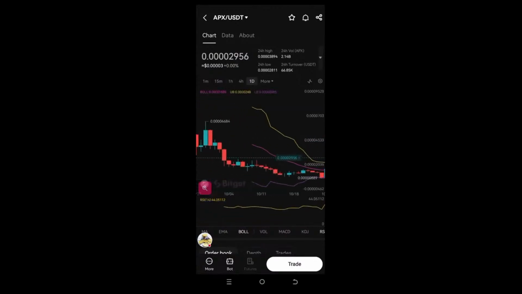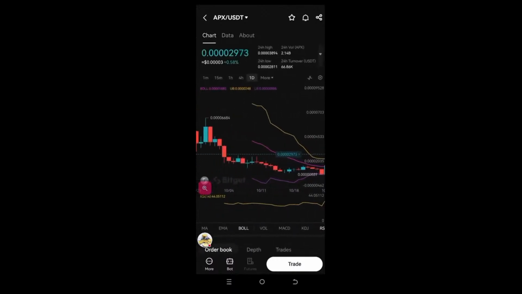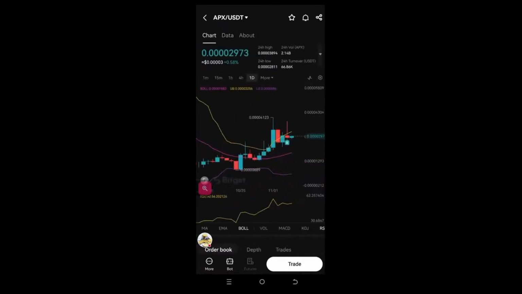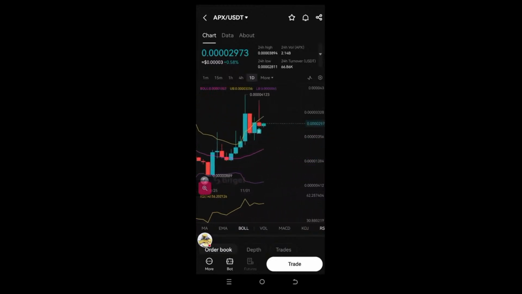Is it a new coin? No, it's not actually a new coin. APX is not exactly... It is a new coin, but it's not as new as the other ones. But I don't know. Look at it, because this is where it started from. It's not going further, so it's actually still a new coin. It's probably just less than a month or thereabout.